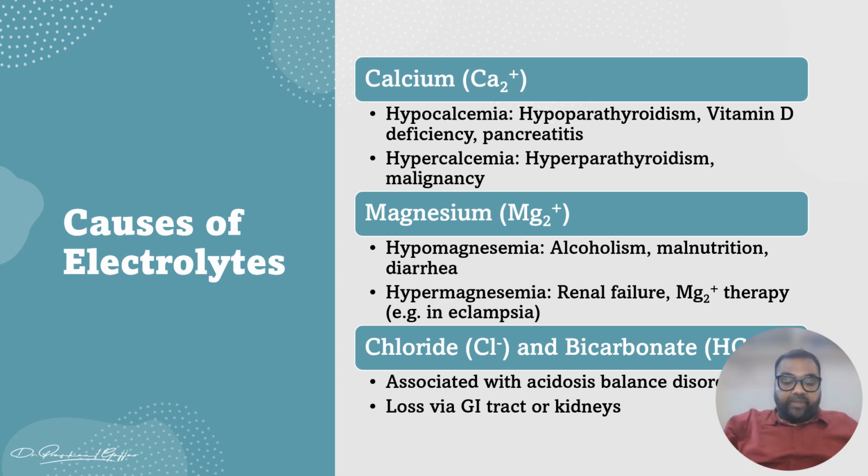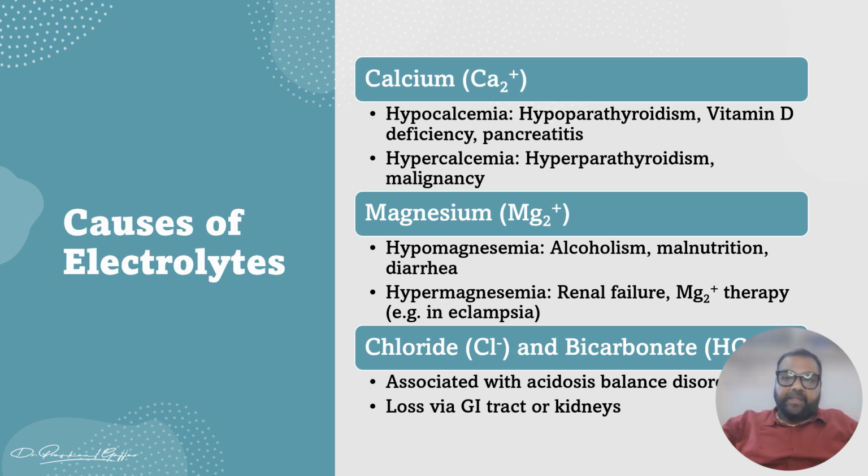So the normal value of the chloride is 98 to 107 mEq per liter. And the normal value of the bicarbonate is 22 to 28, right? So they are associated with acid-base balance disorders, and it is a loss via the GI tract or the kidneys. So I hope you can easily understand the different causes of the electrolyte imbalances, right? Sodium, potassium, calcium, magnesium, chloride, and bicarbonate.